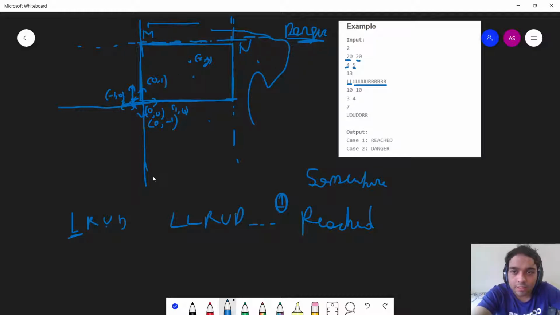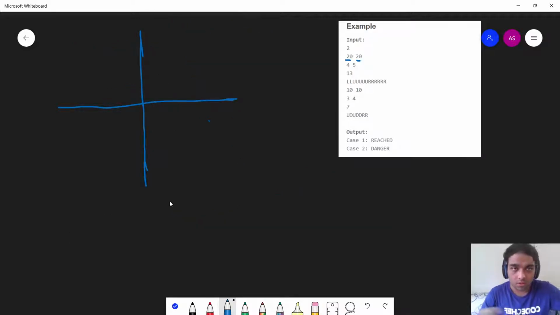So this is what the question is asking, and let us go to the test cases to see how the answer for this particular test case has come. Okay, so here in this particular test case, we have my n comma m as 20 comma 20. So consider my x coordinate is 20, and here we have a boundary of 20. Similarly, consider my y coordinate is 20, and here we have a boundary of 20.